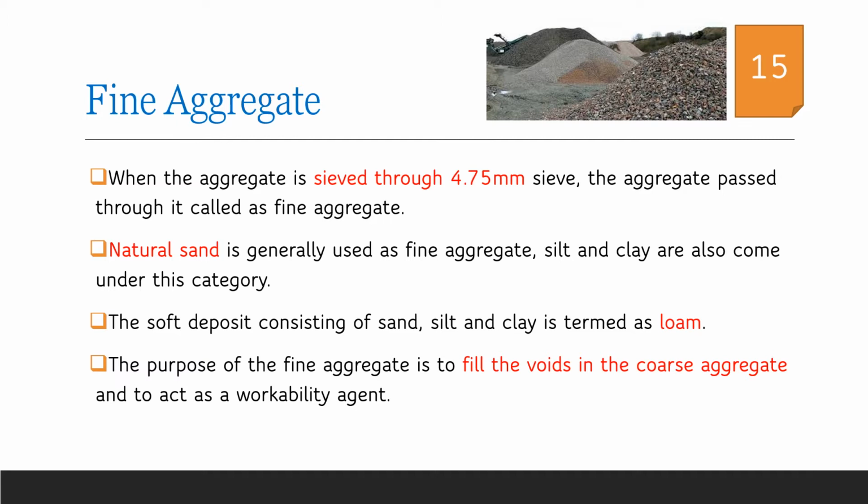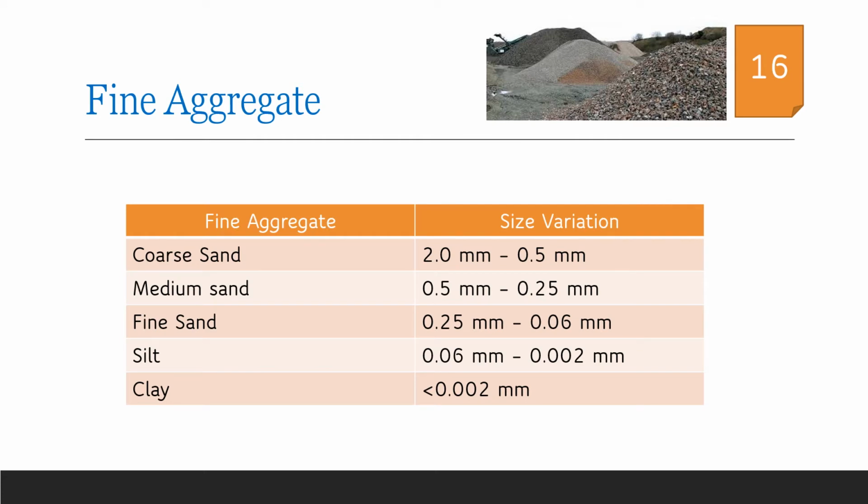The purpose of fine aggregate is to fill the voids in coarse aggregate. In the previous sessions, we have seen that coarse aggregate have a percentage of voids of around 30 to 45%. These voids are filled with the fine aggregate. Later, this well-consolidated coarse aggregate and fine aggregate mix is bound together by the cement water paste during the process of hydration. Fine aggregates can be grouped based on the size variation.